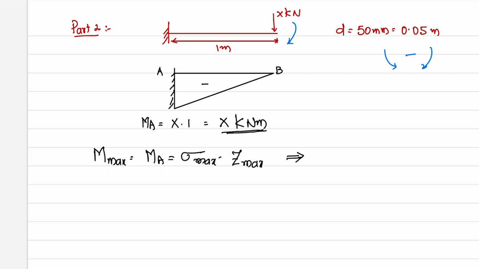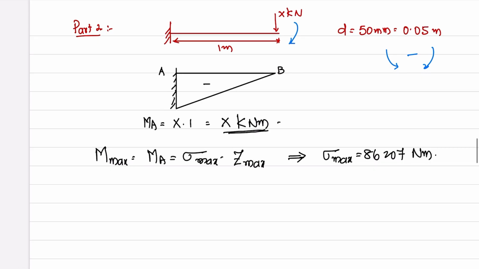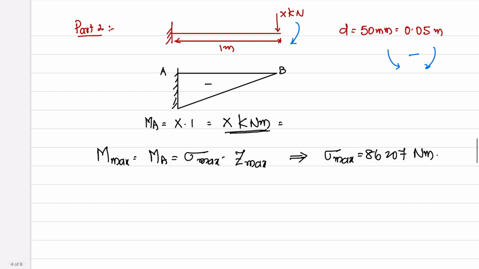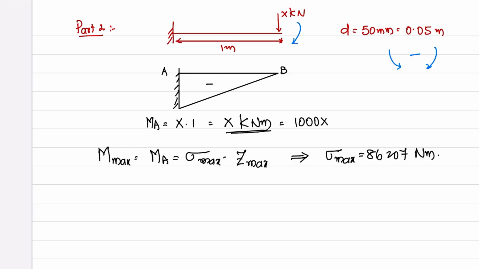That implies sigma maximum is found out from part 1, 86207 Newton meter. This will convert into Newton meters. That is 1000 x Newton meter, because 1 kilonewton meter is equal to 1000 Newton meter.